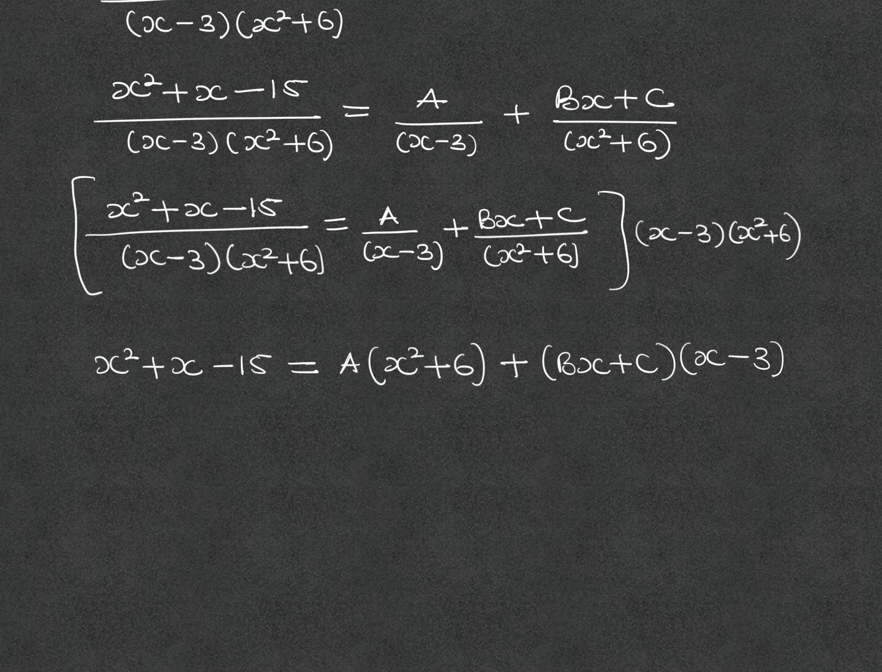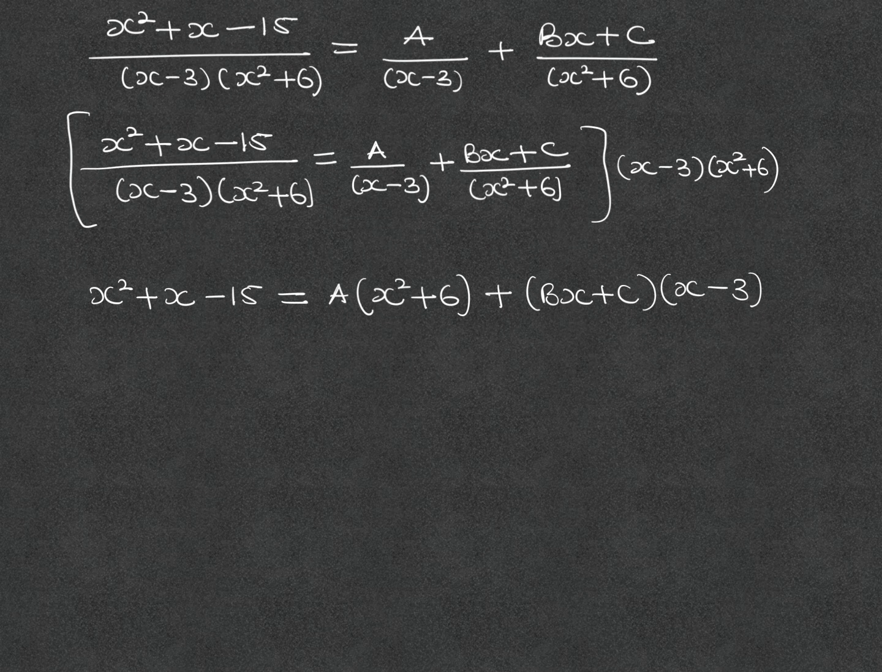So what do we do next? We can try to see which of the brackets we can make 0. So for here, to make this bracket 0, x has to be positive 3, such that 3 minus 3 becomes 0. Okay? So let x is equal to 3.